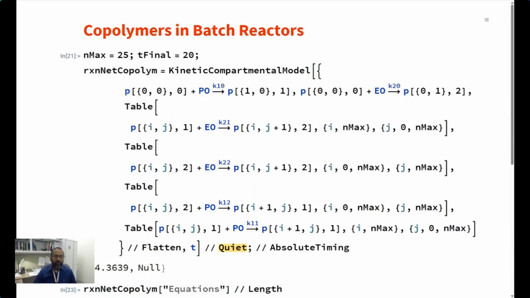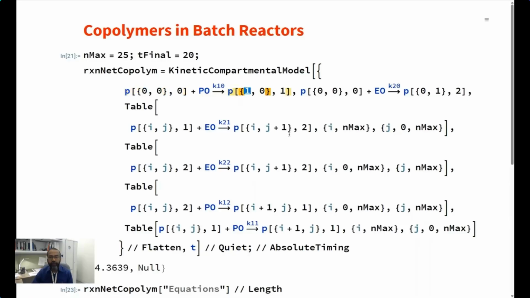Here I'll discuss the symbolic representation of reactions that are given to the kinetic compartmental model function. P of 0, 0, 0 represents the initiator. And I've chosen to include the number of repeat units of monomer 1 and 2 within a list just to make it convenient and more easily readable. When the initiator reacts with the first monomer PO, you now have PO ends.